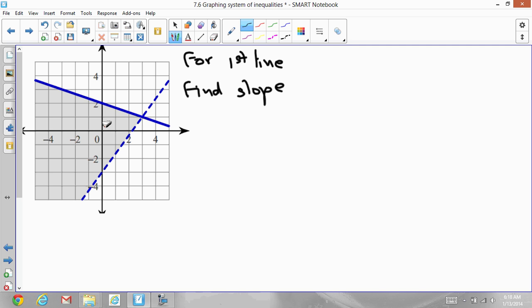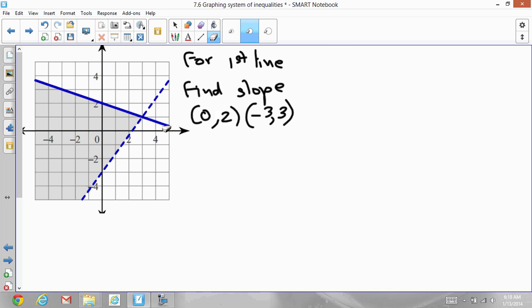You need to take 2 points which fall on the line. The first point I'm going to take is (0, 2). The second point that I'm going to take is (-3, 3). So these are the 2 points that fall on this line, which once again I'm going to show you in yellow. So this is the line I'm talking about. I'm taking 2 points: the first point is (0, 2), and the second point is (-3, 3).